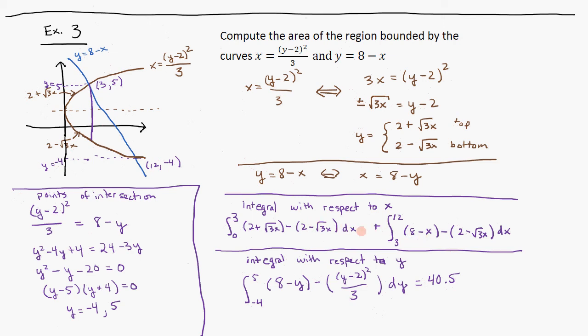And then I computed the first one separately, each of the two pieces. The first integral to the left we see is equal to 12. And if you compute the second integral to the right, you'll see that the value is 28.5. And so using integration with respect to x, if you add these two together, again you get 40.5. So even though one method is easier than the other, they still give you the same answer.